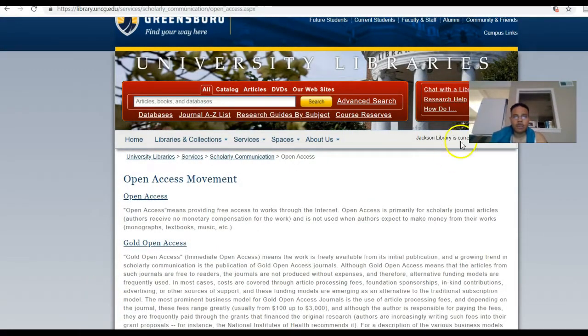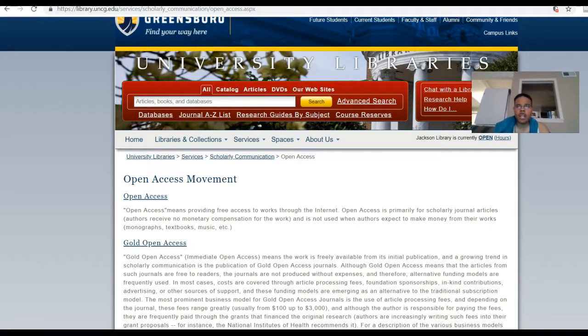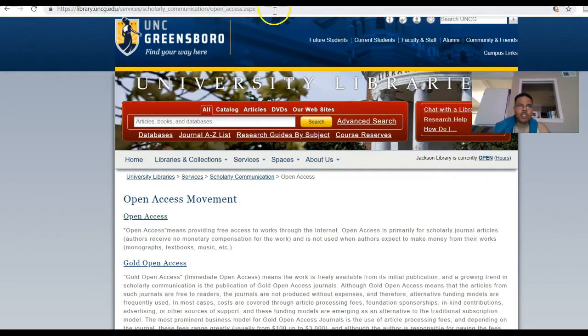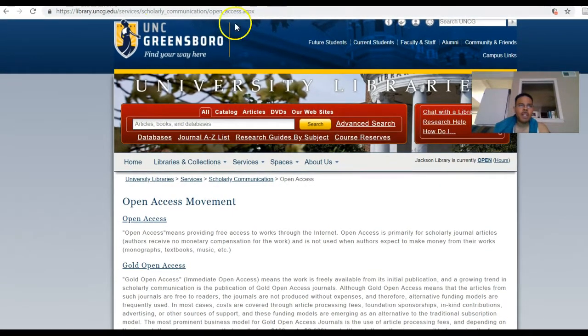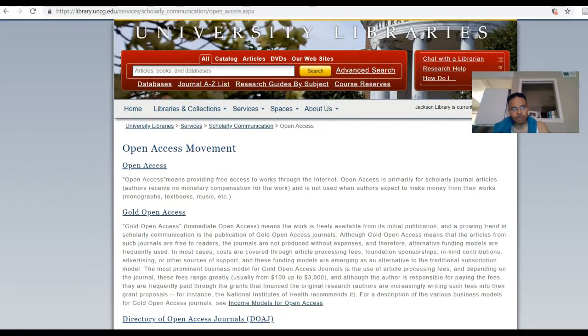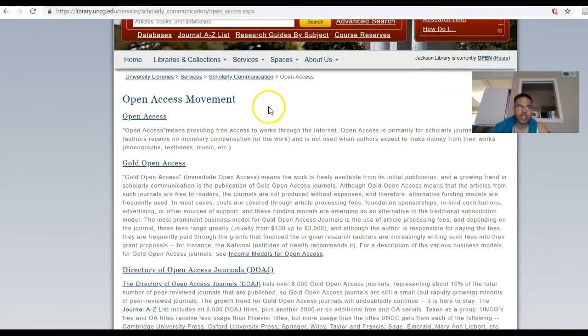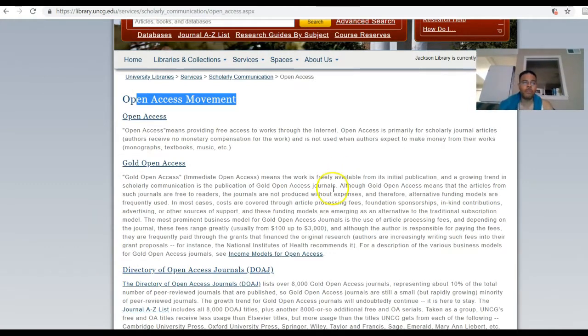All right. So here we are. And if you want to visit this website yourself, let me move this up just a tad bit here. Web address: library.uncg.edu/services/scholarly_communications/open_access.aspx. So you go to that web address and you can get to this page for the open access movement.